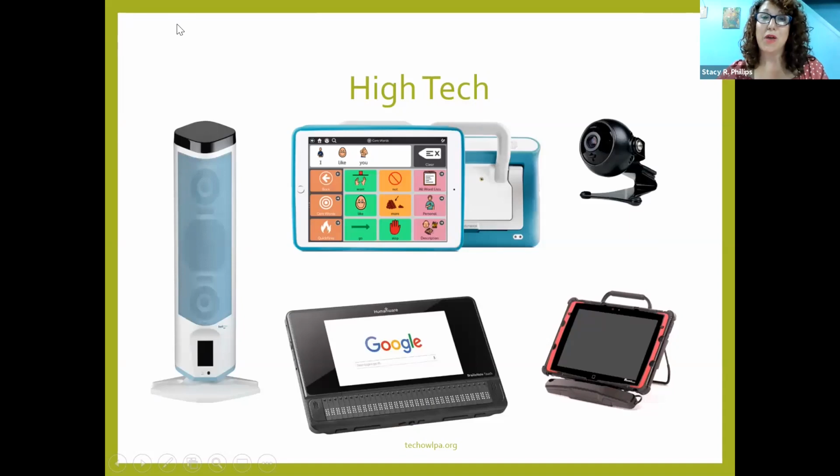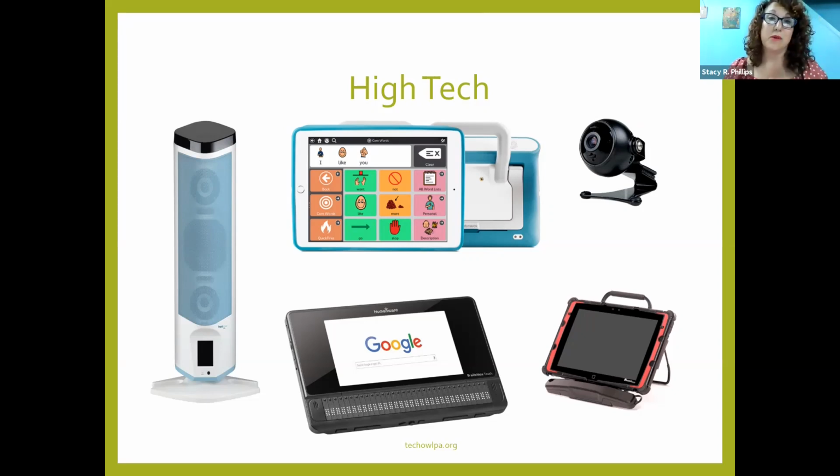Okay, so here's the high-tech devices. And as I mentioned, nine times out of ten, when I mention high-tech technology or assistive technology, this is kind of what people assume. These are all more complex devices here. Smart home technology, things that are going to cost a lot more money. They may not be able to be purchased off the shelf. They're going to be customizable. They're going to be designated communication devices.